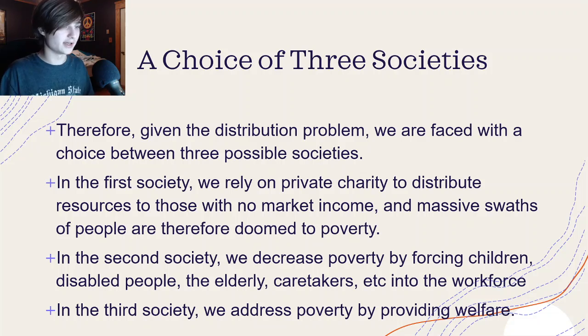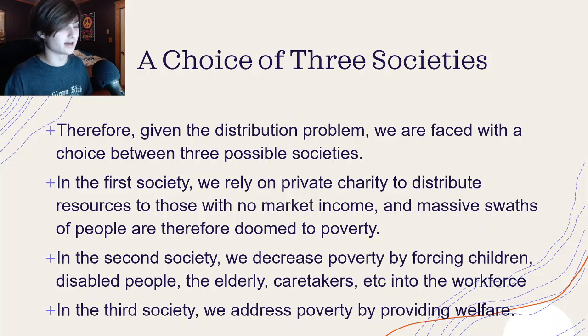So essentially, given the distribution problem that I've laid out, we are faced with a choice between three possible societies. In the first society, we rely on private charity to distribute resources to those with no market income, and therefore massive swaths of people are doomed to charity, or doomed to poverty, because we've seen charity doesn't do an effective job at decreasing poverty.